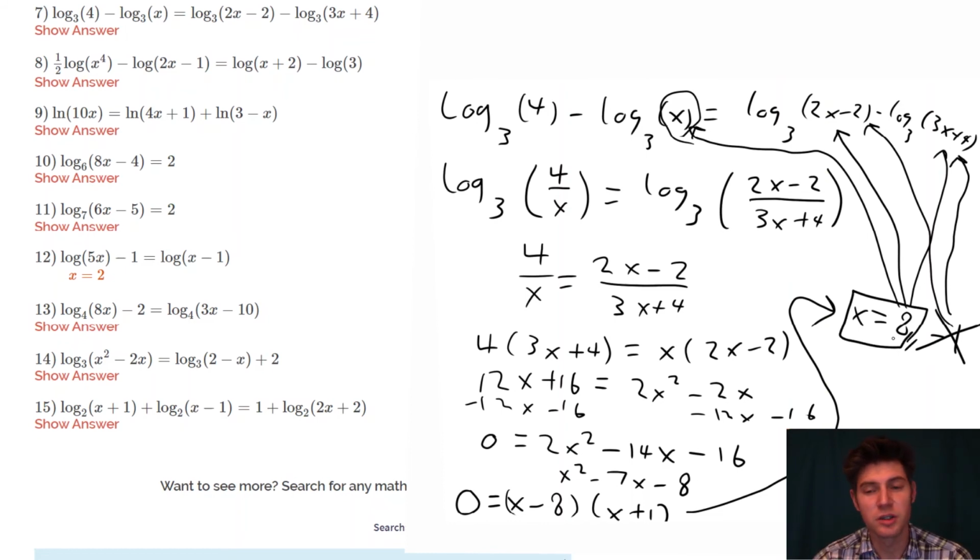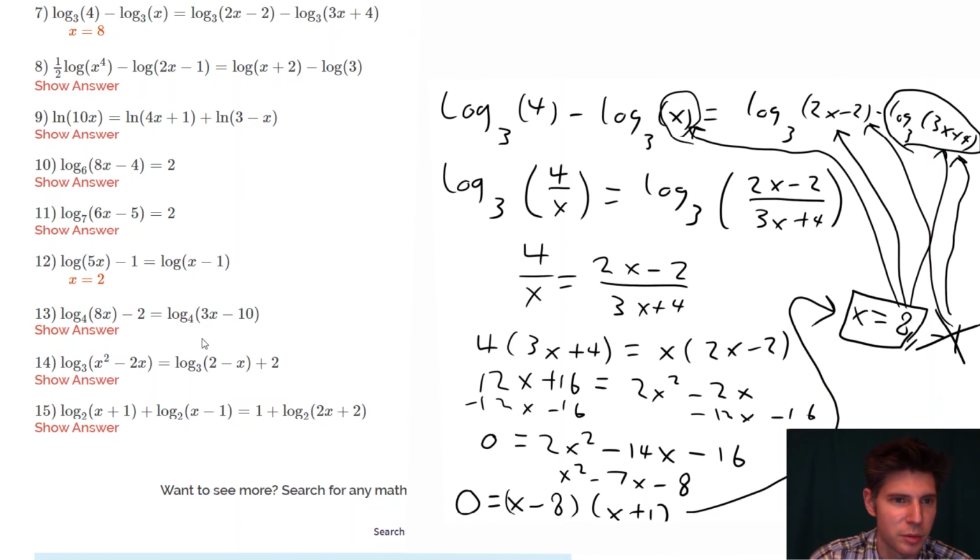Now, just because it was negative 1 doesn't mean that it wouldn't work. Because notice how it was fine for this one. If we were to plug a negative into this, we would still get a positive number inside the parentheses. So it's not just because it's negative. It's when we plug it in, we get a negative number going into the log. So if that makes sense, x equals 8 should be the answer for number 7. And it is. And so we're good.